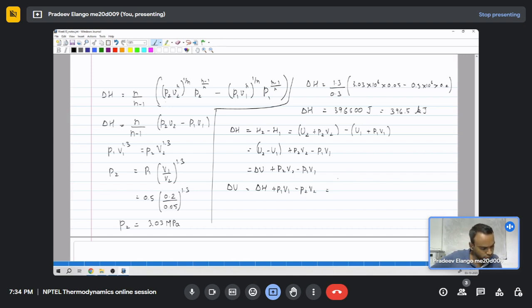So delta H is known, that is 396,500 plus the other terms. P1 is 0.5 into 10 power 6 into V1, which is 0.2, minus P2, which is 3.03 megapascals, 3.03 into 10 power 6 into V2, which is 0.05. Can you calculate the value of internal energy?